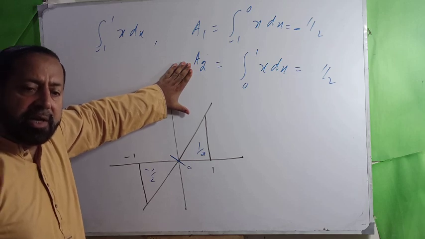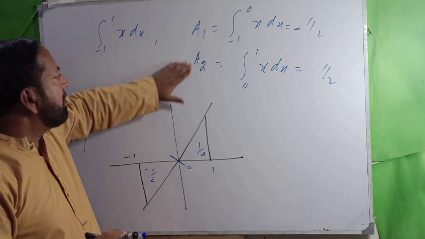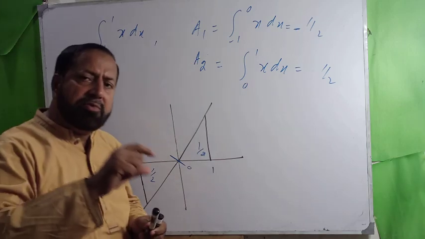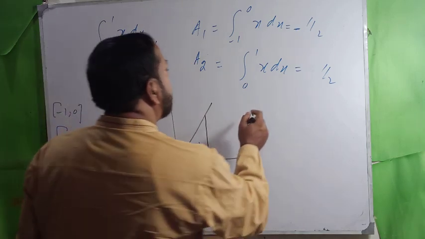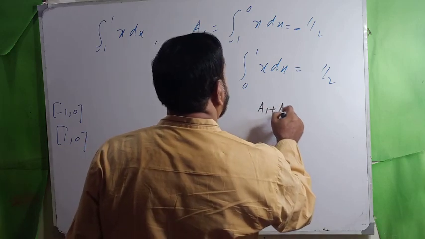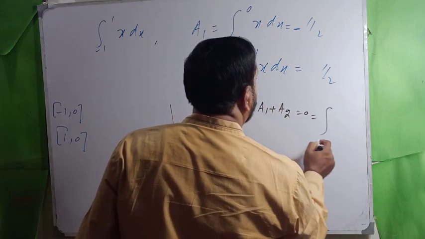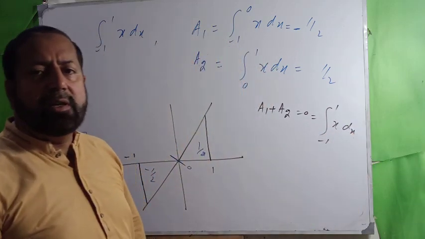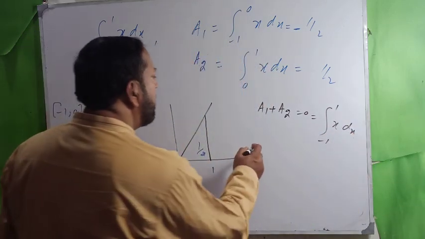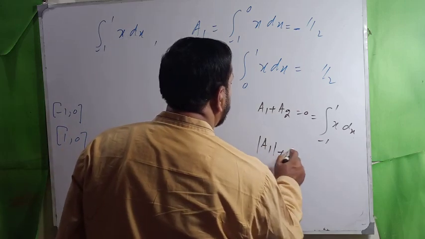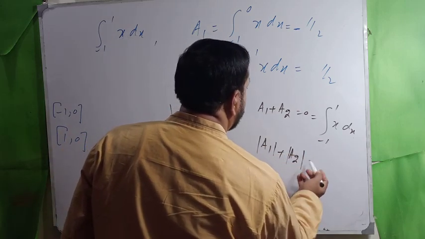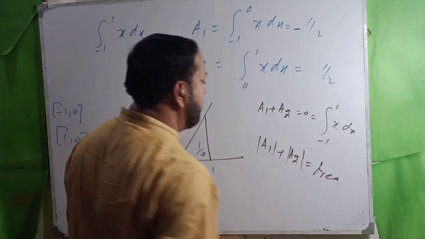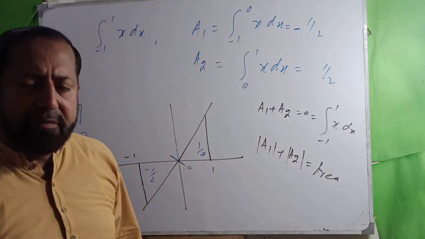But in case of area, you shall have to add these two absolutely. So I want to summarize. The idea is, when you add a1 plus a2 directly, which is 0, this is in fact the integral from a to b f(x) dx, and if you add a1 plus a2 absolutely, this is in fact the area under the curve f from a to b.